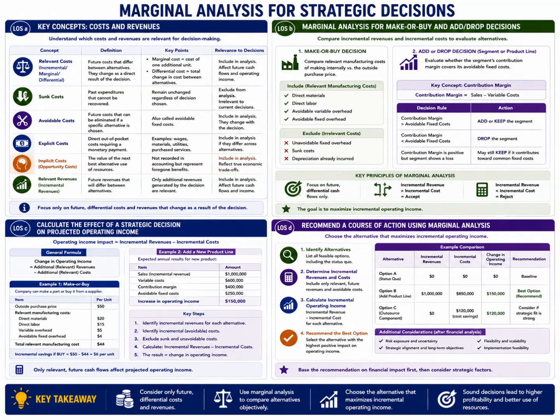LOS C. Calculate the effect of a strategic decision on projected operating income. To calculate the impact of a strategic decision on projected operating income, managers compare incremental revenues and incremental costs associated with each alternative. The change in operating income equals the difference between additional revenues generated and additional costs incurred. Only relevant, future cash flows should be included in the calculation.